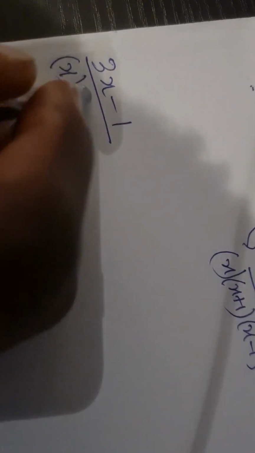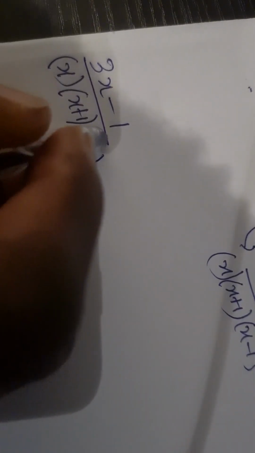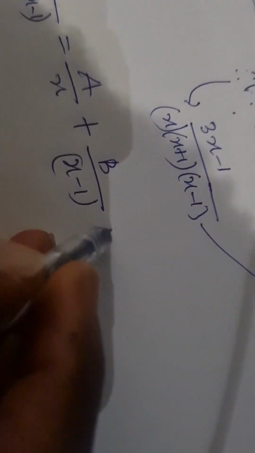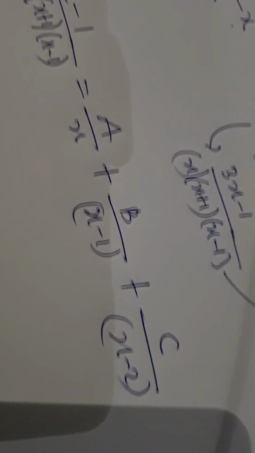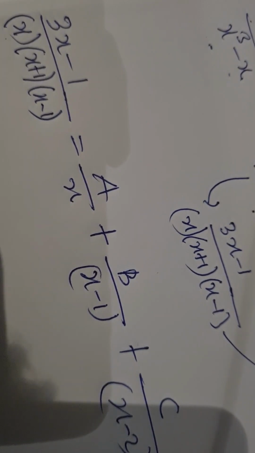Before we use the cover up method, we are going to multiply. So let me rewrite this, let me write it out so we don't miss it. So this is 3x minus 1 over x into x plus 1, x minus 1, which is equal to a over x plus b over x minus 1 plus c over x minus 2. Right? So the next thing we are going to do is the LCM.